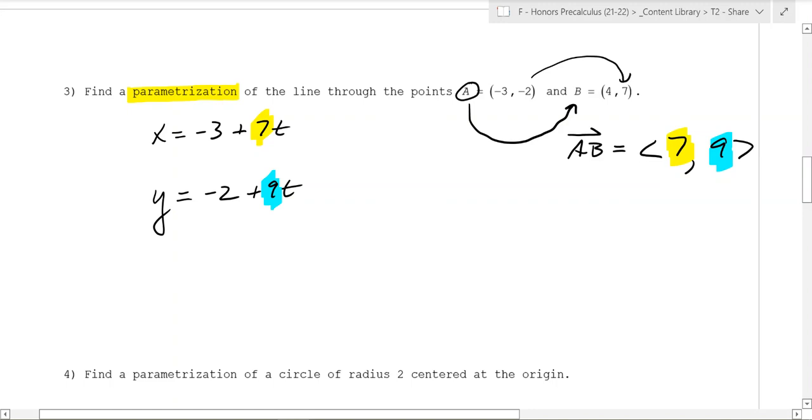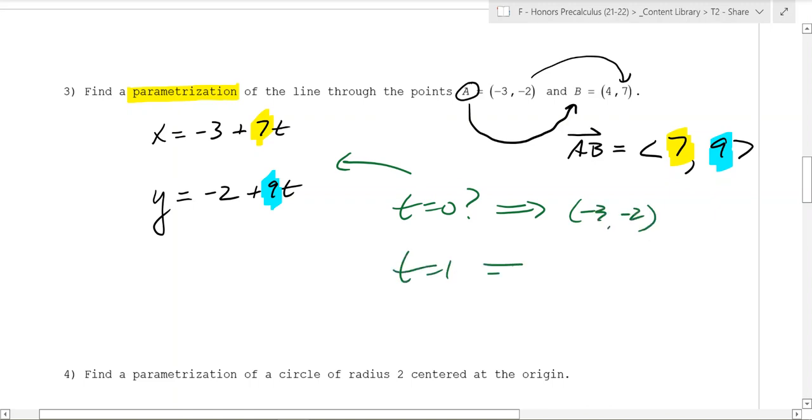The way you can check this is to plug in 0. At t equals 0, you end up at the point negative 3, negative 2. And at time equals 1, where are you? Negative 3 plus 7 is 4, and negative 2 plus 9 is 7. So you start here at time equals 0, and you end up here at time equals 1.